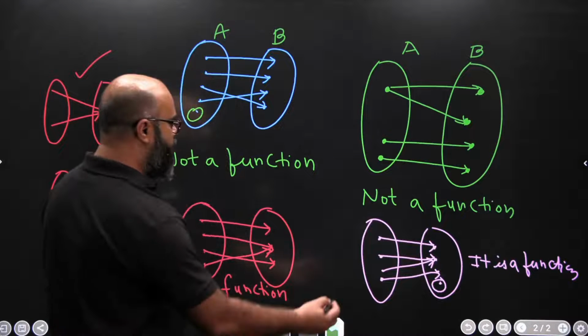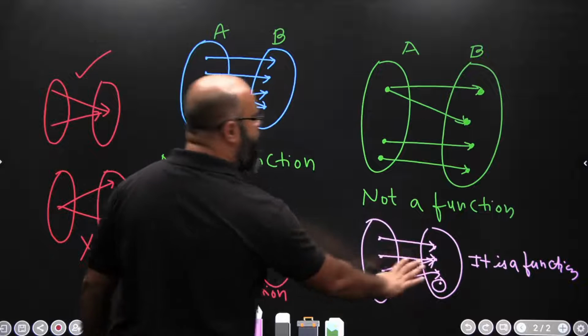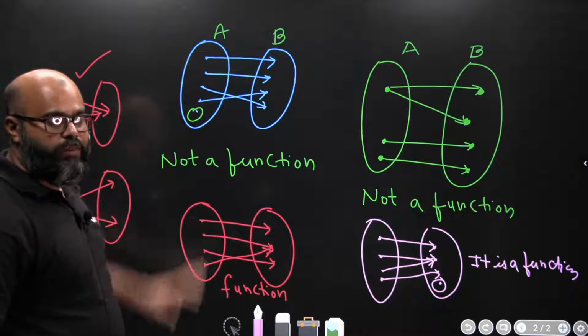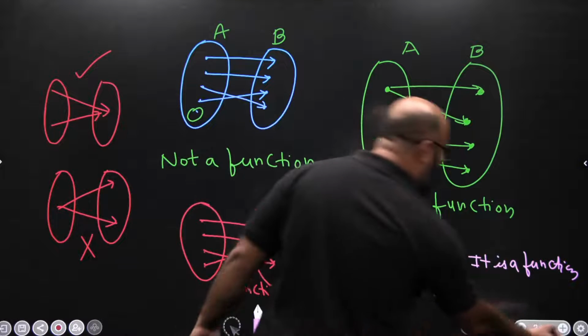So if there is something left in set B, still it is a function, but if it is left from set A, then it is not a function. So this is how we understand function. Now there is an example to understand it.